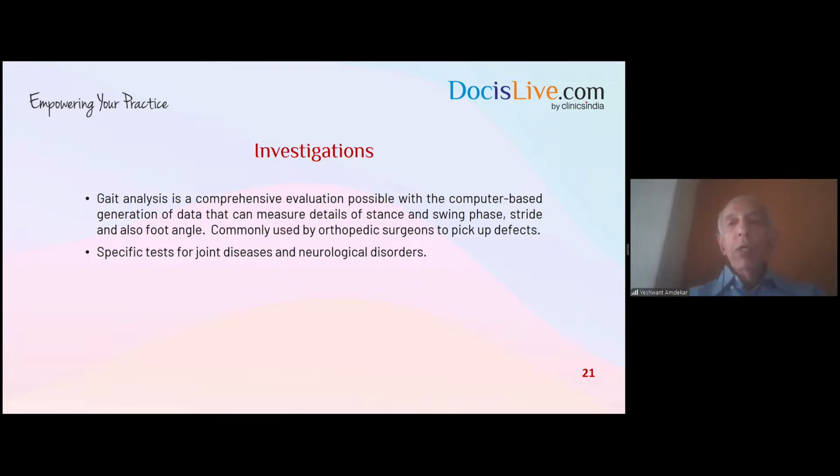And what I talked to you about, the four issues of gait, a stance phase, a swing phase, a stride, and a foot angle, is easily picked up by the computer generated mechanisms, and therefore it's far more accurate. Today, there are centers in India where orthopedic surgeons do the gait analysis by computer generation of the images, and this is far more accurate to assess the gait.